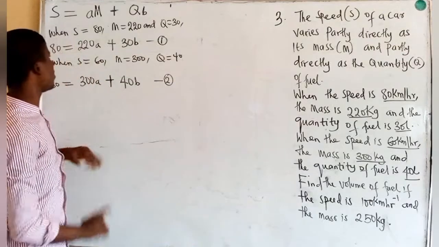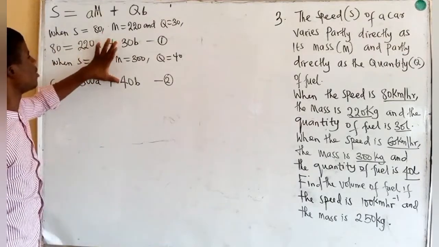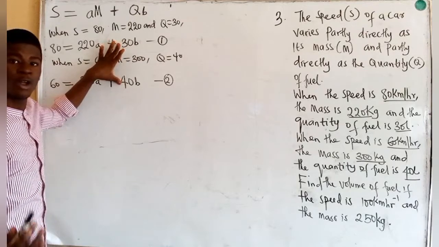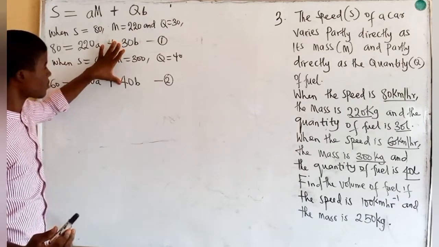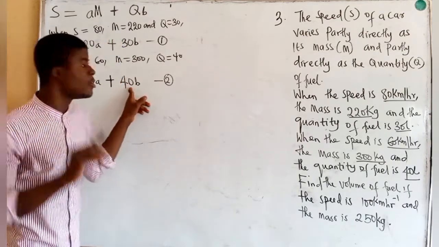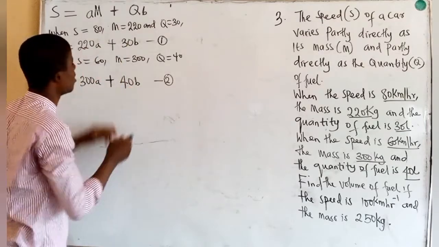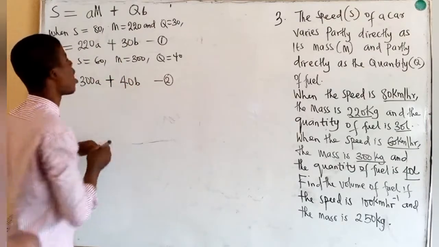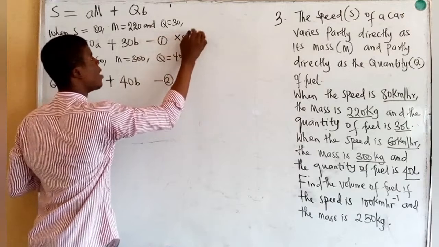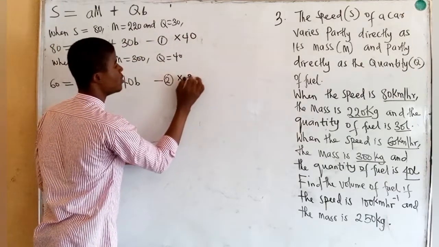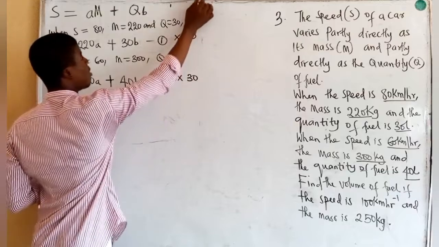Listen. For example, I want to eliminate B in the two equations. What I'm going to do is look for a way to make these coefficients the same. The coefficient of B here is 40, so I'll multiply this one by 40. The coefficient of B here is 30, so I'll multiply this equation by 30.